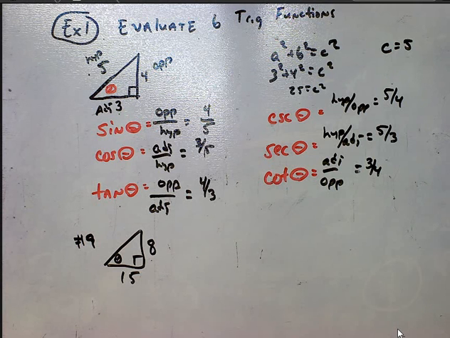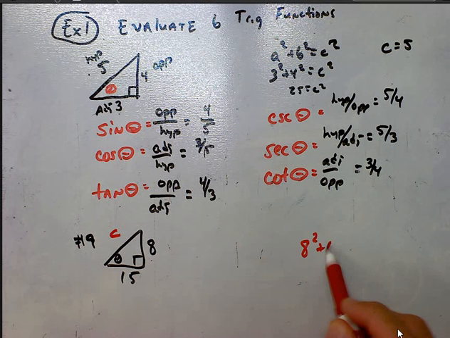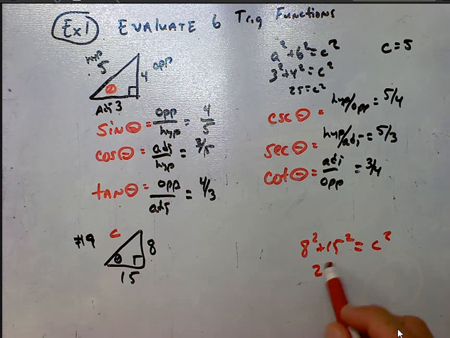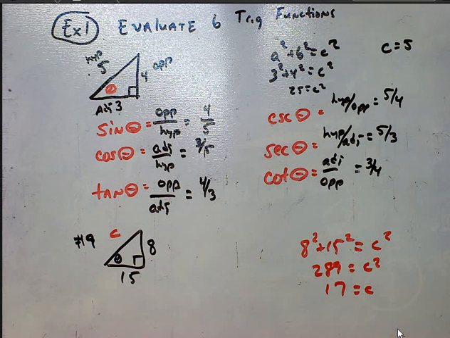Okay, so you should have pressed pause. You should have tried to figure it out. First thing I'm going to do is find the hypotenuse, or c, and so 8 squared plus 15 squared is going to be c squared. 64 plus 225 gives me 289. Therefore, c is 17.